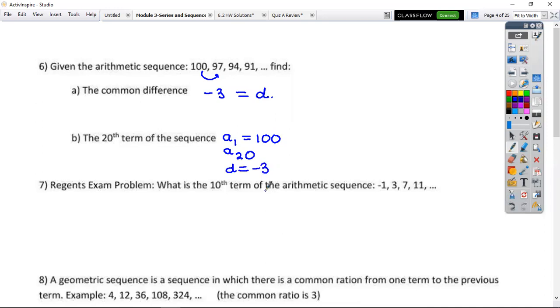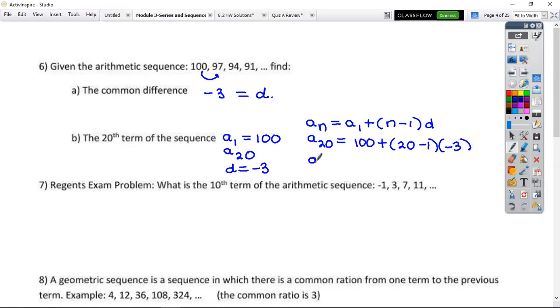So I'm just going to write the formula that's right off your formula sheet. So we go a sub n is equal to a sub 1 plus n minus 1 times d. So the 20th term is equal to the first term plus 20 minus 1 multiplied by -3. And again, if you want, you can just type the whole thing in the calculator like that. So 100 plus, and then this is going to be 19 times -3. And the 20th term would be equal to 43.